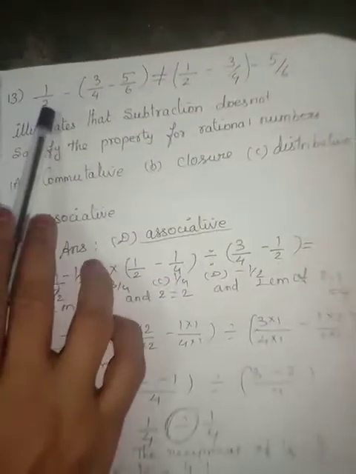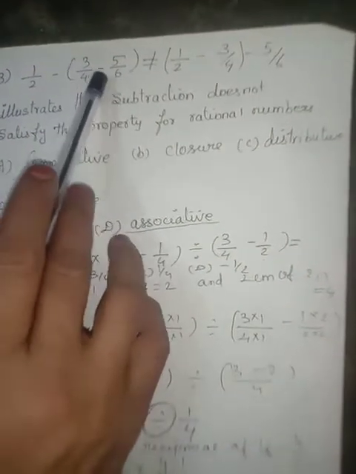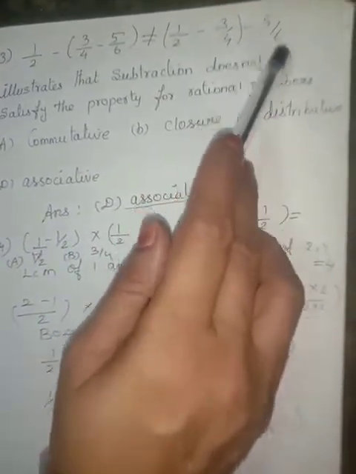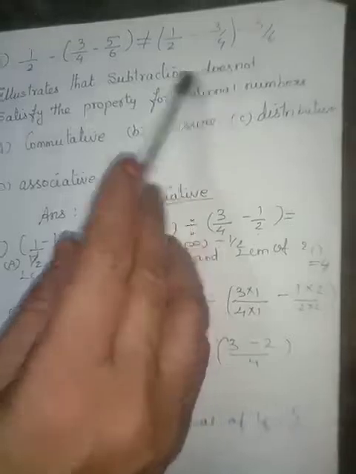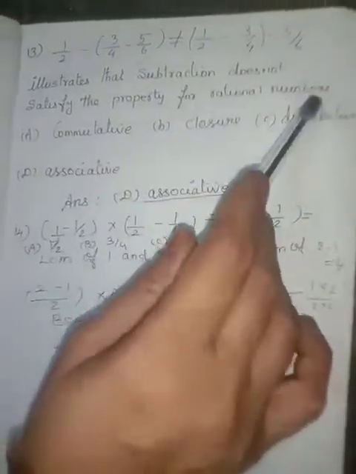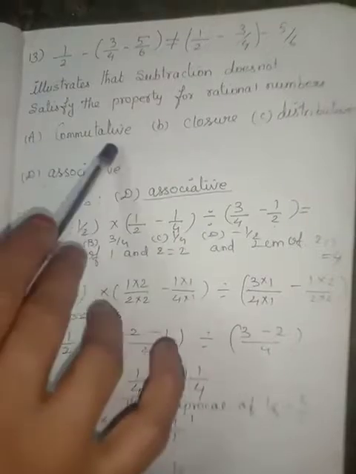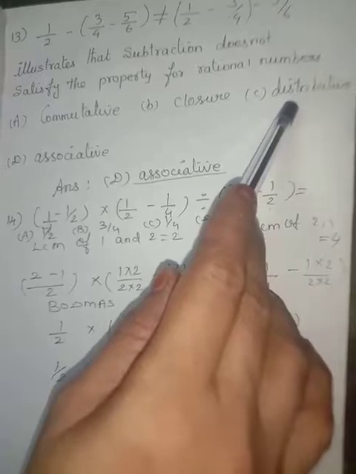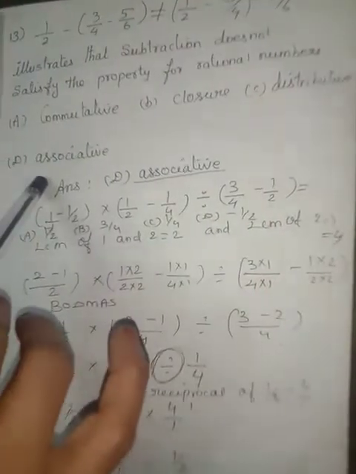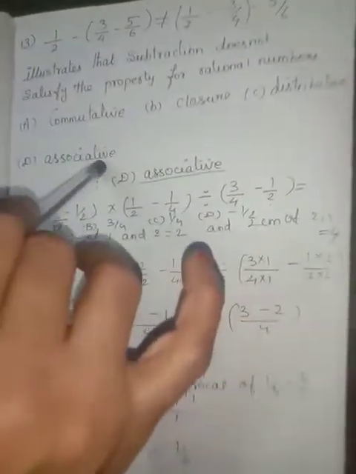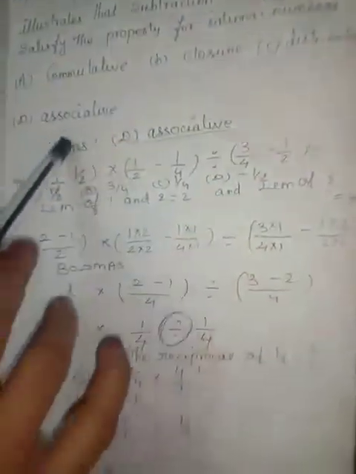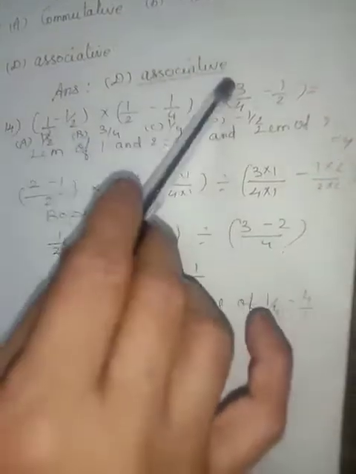The 13th one, 1 by 2 minus 3 by 4 minus 5 by 6 is not equal to 1 by 2 minus 3 by 4 minus 5 by 6. This illustrates that subtraction does not satisfy which property of rational numbers. The given options: first option is commutative property, the second option is closure property, the third option is distributive property, the fourth option is associative property. From this we can say that this is the associative property. So the associative property is not satisfied under subtraction. That's why I choose option D, associative property.